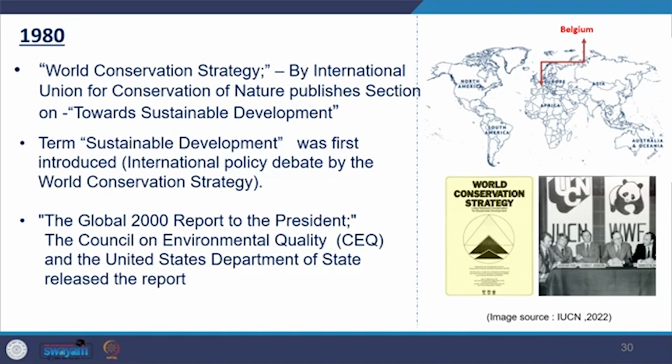So this year, the term sustainable development was first introduced into the international policy debate by the World Conservation Strategy. So we see that the sustainable development term came here. At the same time, the Council of Environmental Quality, CEQ, and the United States Department of State released the Global 2000 report to the President. The key point about this is that it was here that biodiversity was recognized for the first time.